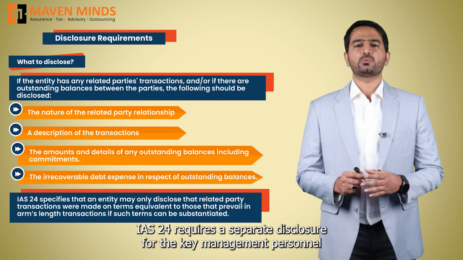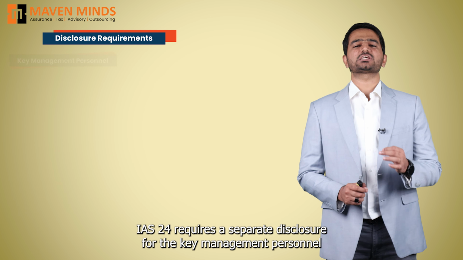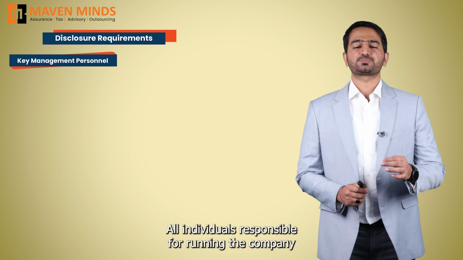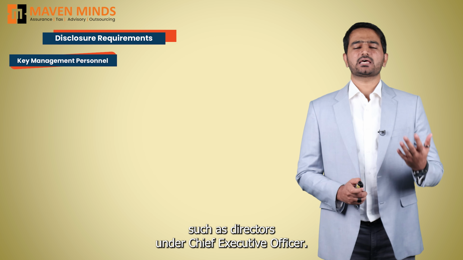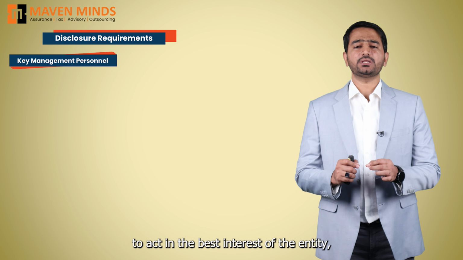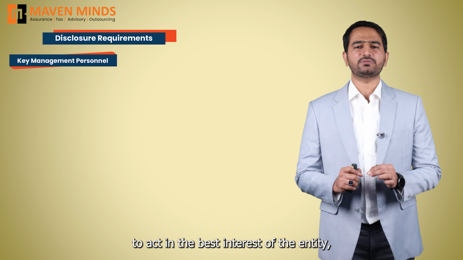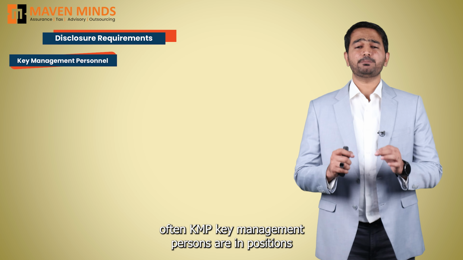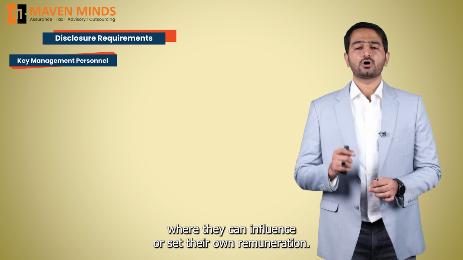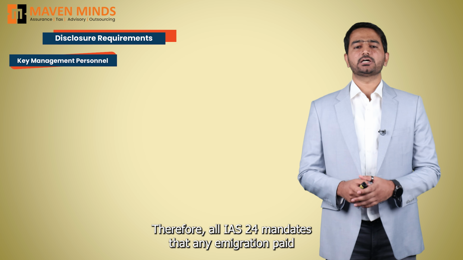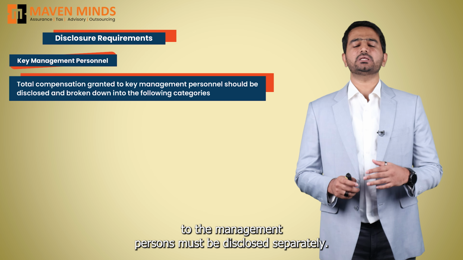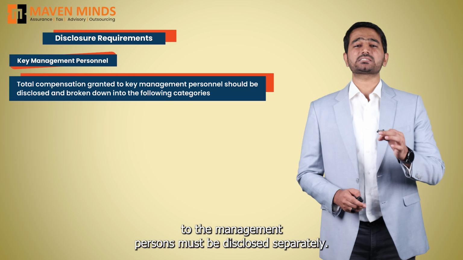IAS 24 requires a separate disclosure for the key management personnel. Key management personnel are individuals responsible for running the company, such as directors and the chief executive officer. They have a fiduciary duty to act in the best interest of the entity. Often, KMPs, key management persons, are in positions where they can influence or set their own remuneration. Therefore, IAS 24 mandates that any remuneration paid to the key management persons must be disclosed separately.